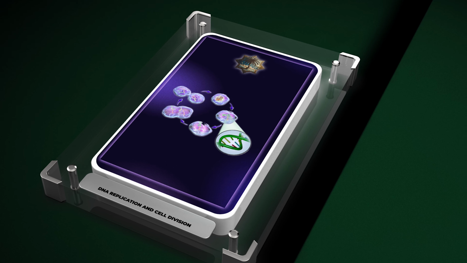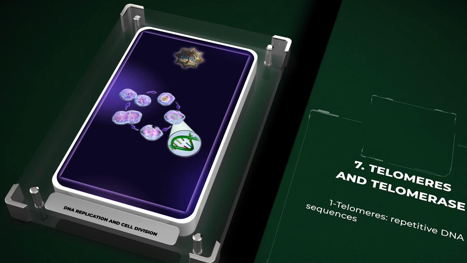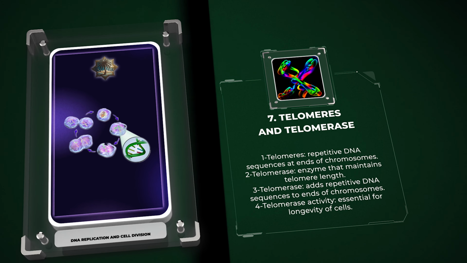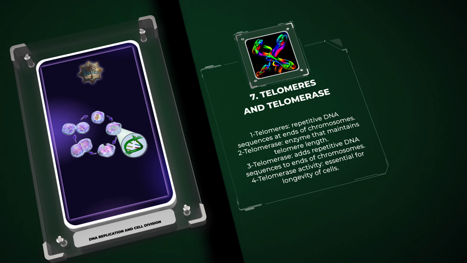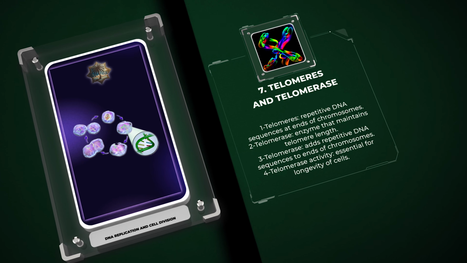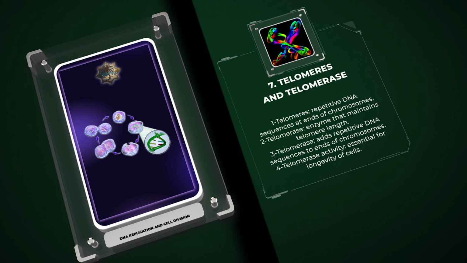Telomeres are repetitive DNA sequences found at the ends of chromosomes. They protect the genetic material from degradation and prevent the loss of crucial coding regions during replication. Telomerase is an enzyme that maintains telomere length by adding repetitive DNA sequences to the ends of chromosomes. Telomerase activity is essential for the longevity of cells, and its dysregulation has been implicated in aging and cancer.